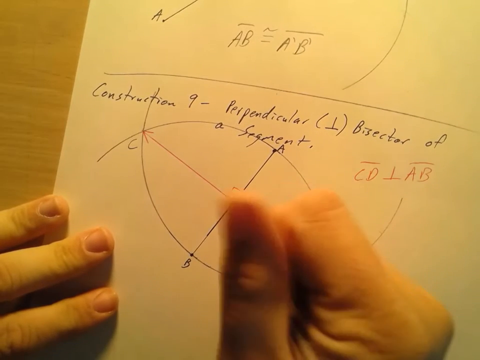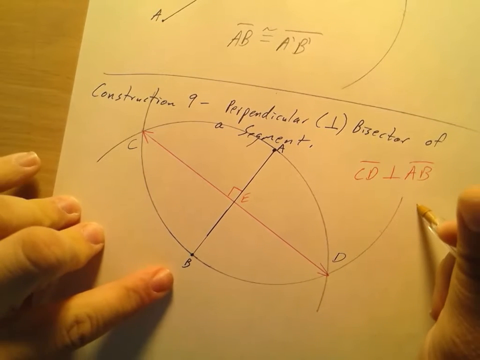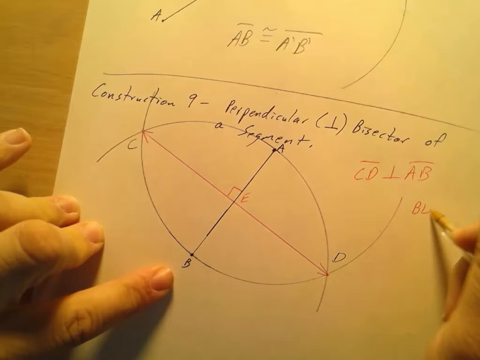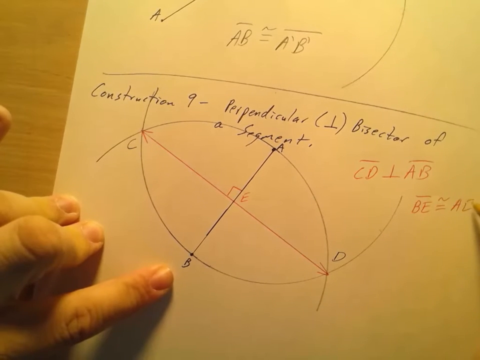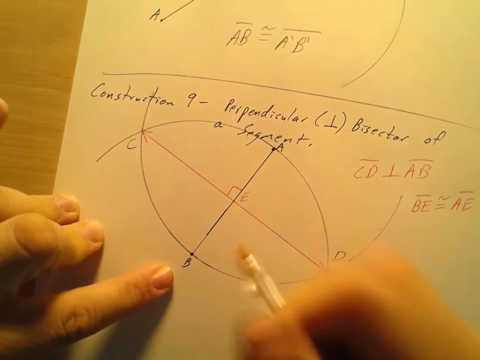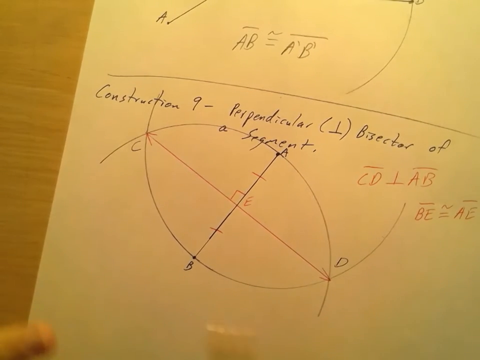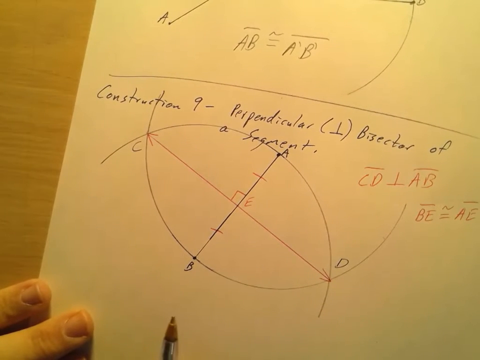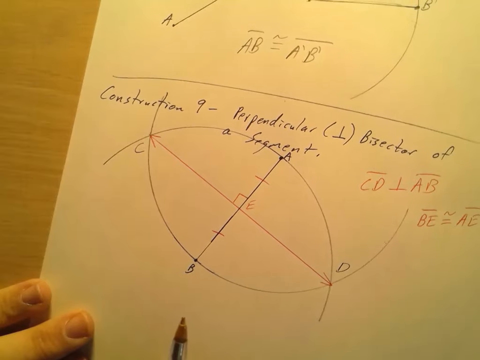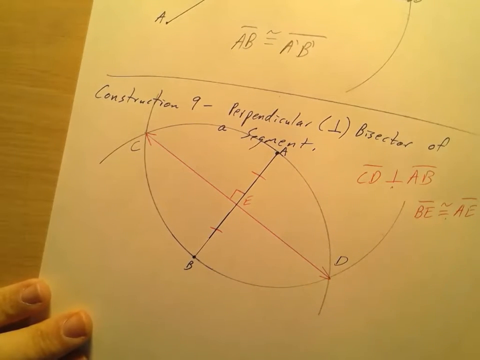and that if we put a new point here, E, we could say that BE is congruent to AE, which would be the bisecting part, saying that these two segments are congruent. Remember, perpendicular means 90-degree angle. Bisector means that it splits it into 2 congruent halves. And so perpendicular bisector, that's what we have.